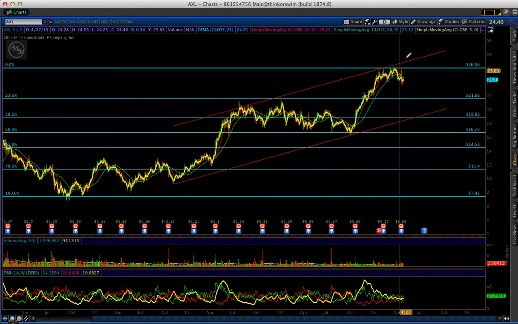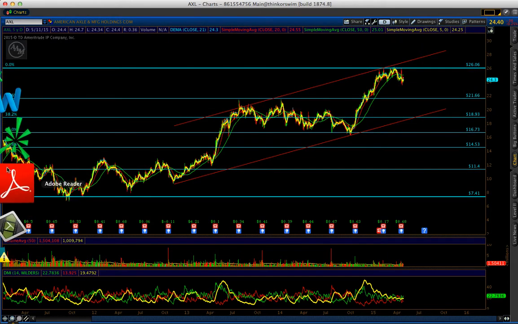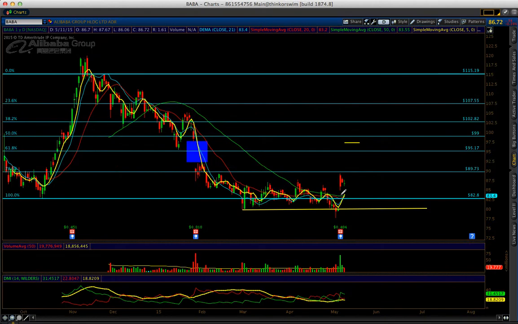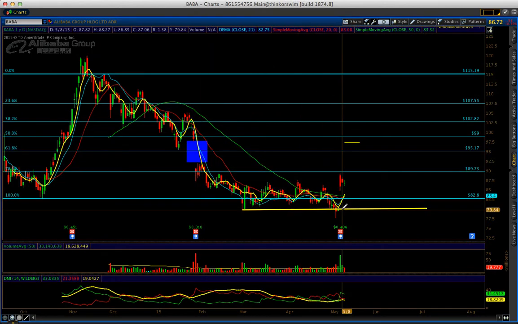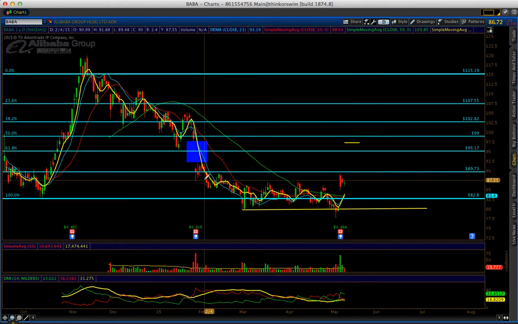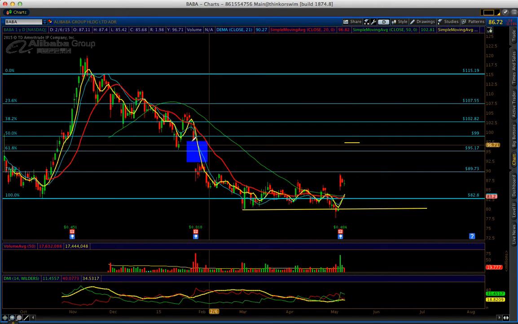It's at the top. You never buy right here. You buy when it's at the bottom on a trend support. Now let's talk about BABA. BABA, as you can see here, it bounced after a nice report, but 90 is a very hard resistance level, and there's this gap to fill.